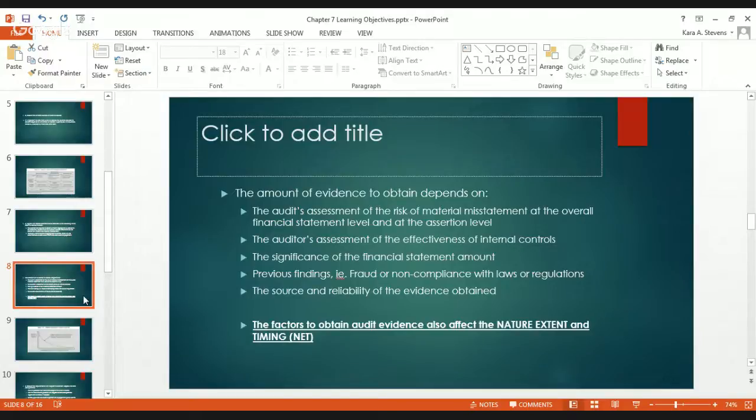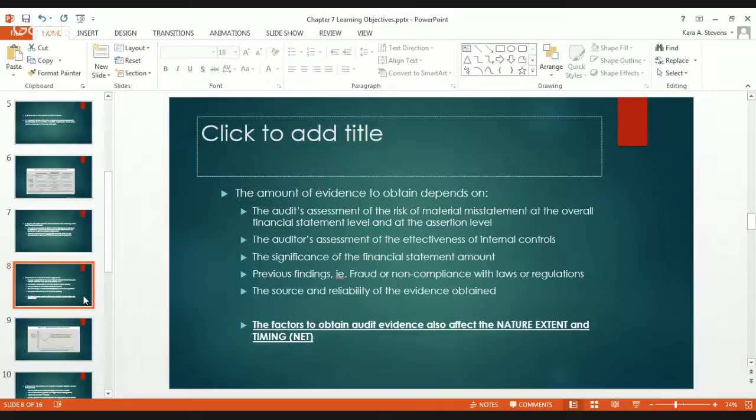And again, the amount depends on what you assess the risk levels at, your assessment of the internal control effectiveness, the significance of the account, how big is the financial statement account that you're actually auditing. Has there been fraud or findings of fraud or noncompliance in the past? And do you feel that you can actually rely on the evidence? Depending on these really depends on the level that you'll obtain.